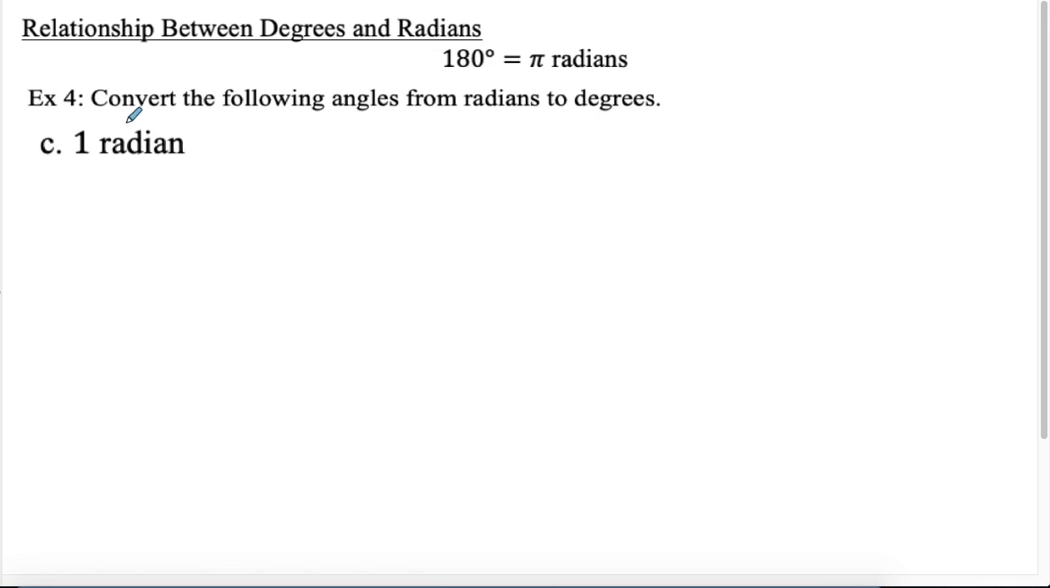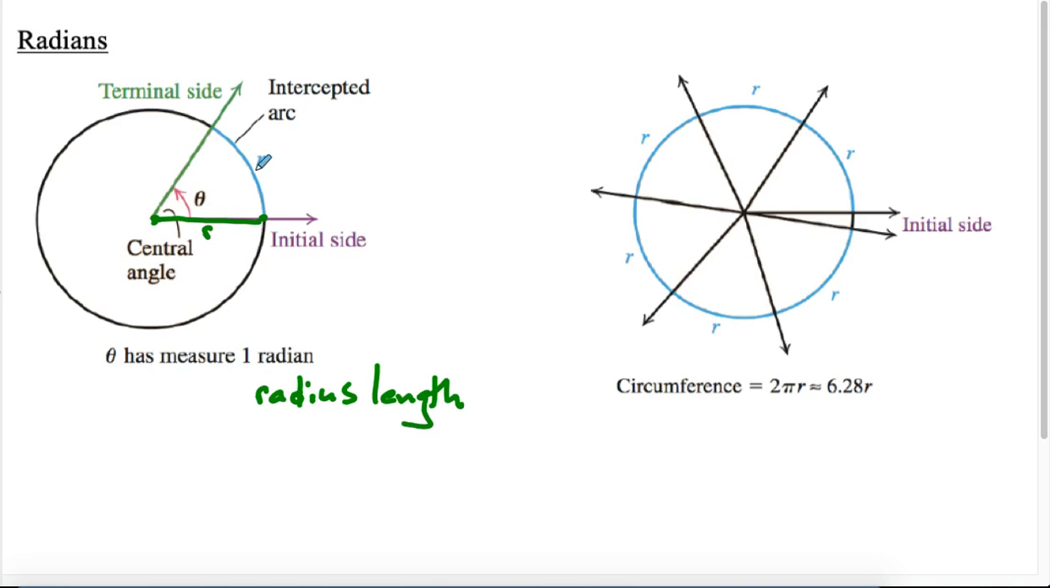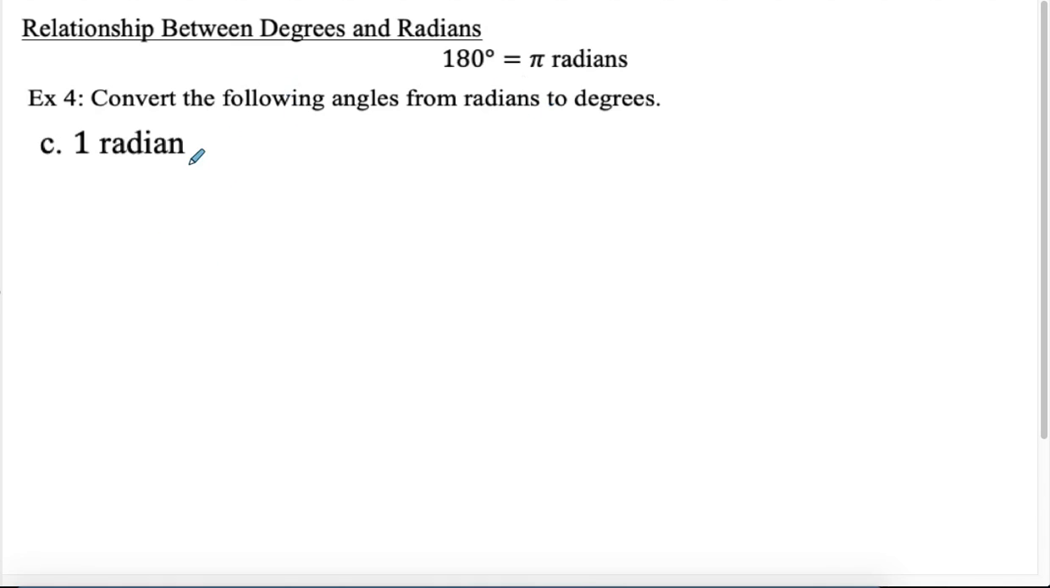Final example here. Let's say we just have 1 radian. This isn't in terms of pi, it just says 1 radian. How many degrees is 1 radian? And remember, what this means visually is if I were to take 1 radius length and put it around the edge of the circle, how many degrees is that? Well, if we think about our conversion factor, I'm just going to take the number of radians times 180 over pi.